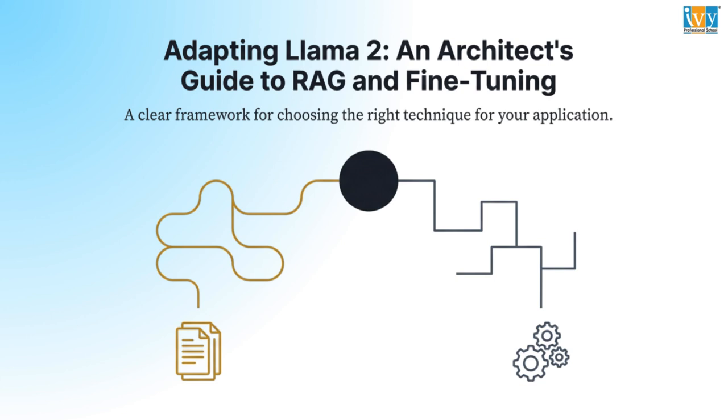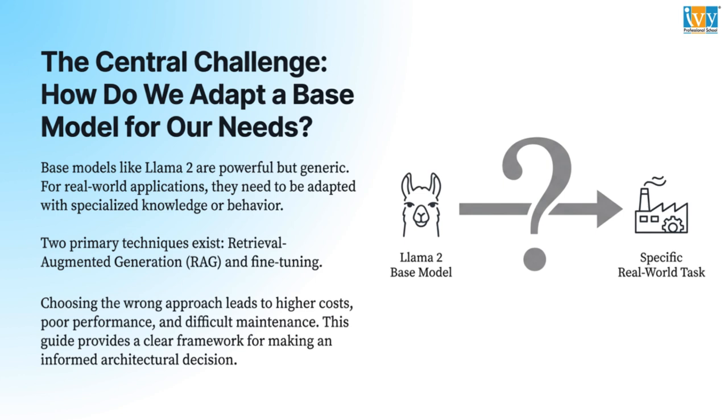Today, we're getting right to the heart of a huge architectural decision that, frankly, everyone building with models like Llama 2 has to face. You've got this incredibly powerful but generic base model. How do you actually adapt it for a real-world job? It's the fundamental question, right? As soon as you want to do more than just chat with it. Exactly. You need to use your company's knowledge or get it to talk in a specific brand voice. And that puts you at a crossroads between two main strategies, retrieval-augmented generation, or RAG, and fine-tuning.